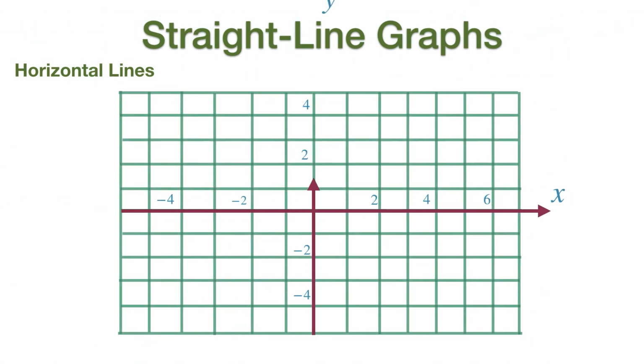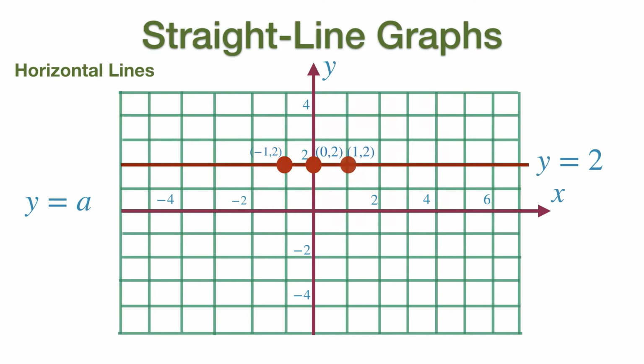All horizontal lines have equations of the form y equals a, where a is a fixed number. For example, the horizontal line passing through 2 on the y-axis has the equation y equals 2. This passes through the coordinates (-1, 2), (0, 2), (1, 2), (2, 2), and (3, 2), and so on. Notice that this graph always has y coordinates of 2.